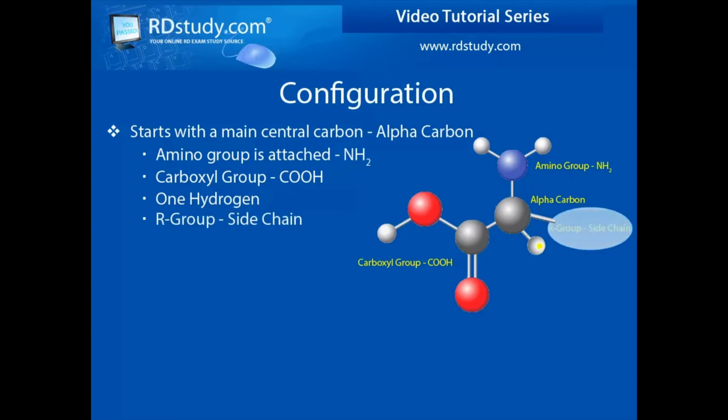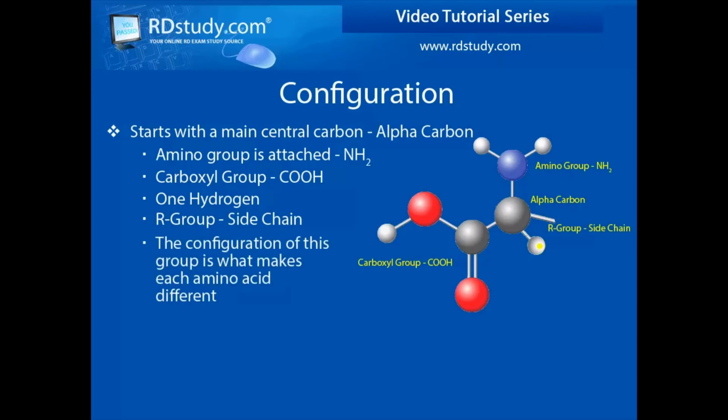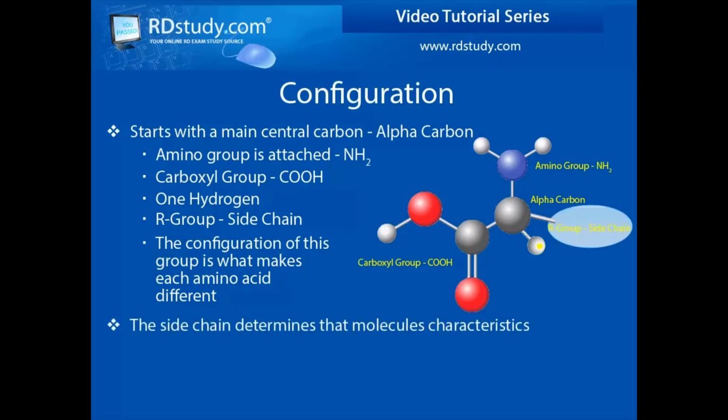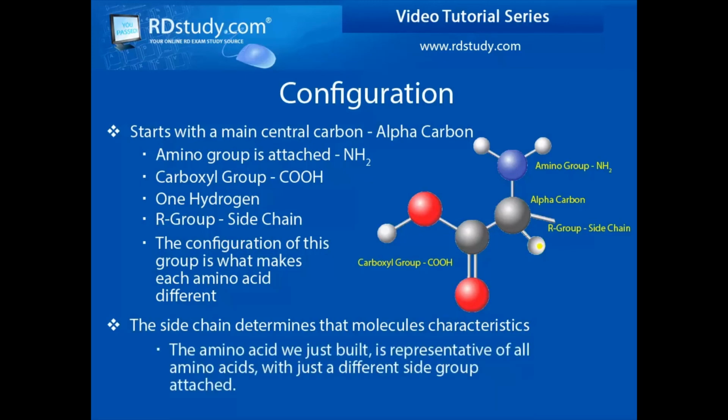That is where what is called the R group or side chain goes. The configuration of the R group is what makes each amino acid distinct. So whatever this side chain or R group is will determine that molecule's characteristics. But the way that we have designed our amino acid represents a generic amino acid, a simplified version. The R group that will be attached to the 4th and final bond to the alpha carbon will determine the amino acid's name and its functionality.